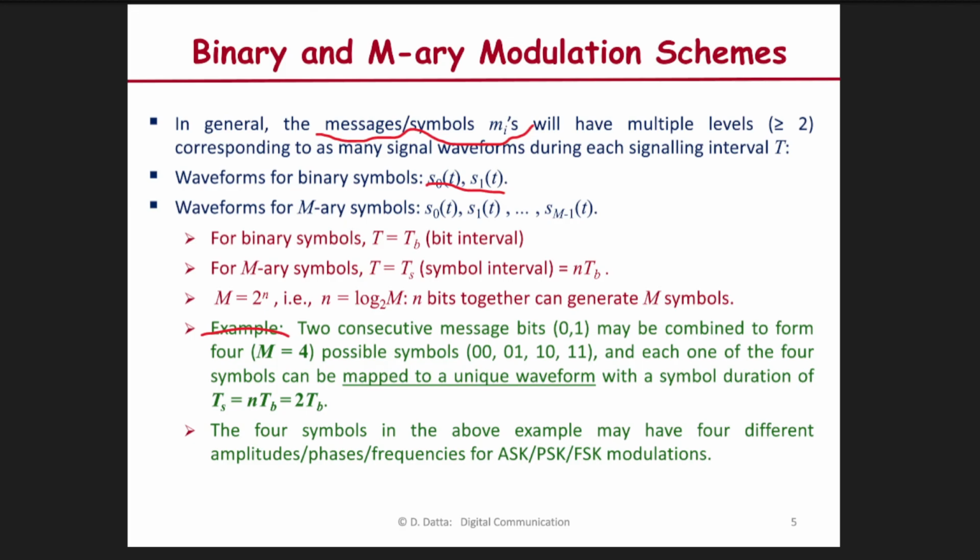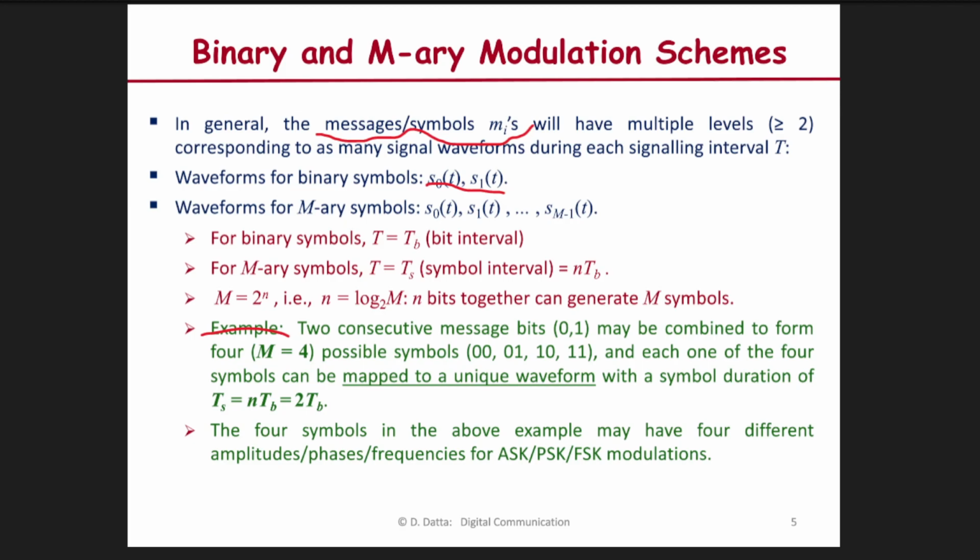Two consecutive message bits, say 0 and 1, may be combined to form N equal to 4 possible symbols: 00, 01, 10 and 11. And each one of the 4 symbols can be mapped to a unique waveform, like cos(omega t plus phi 1), cos(omega t plus phi 2), cos(omega t plus phi 3), or maybe A1 cos omega t, A2 cos omega t, A3 cos omega t, or A cos omega 1t, A cos omega 2t, A cos omega 3t, A cos omega 4t.